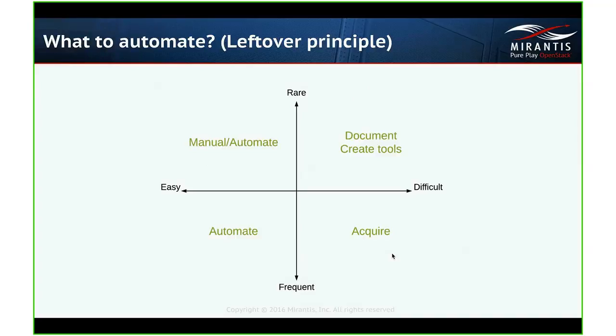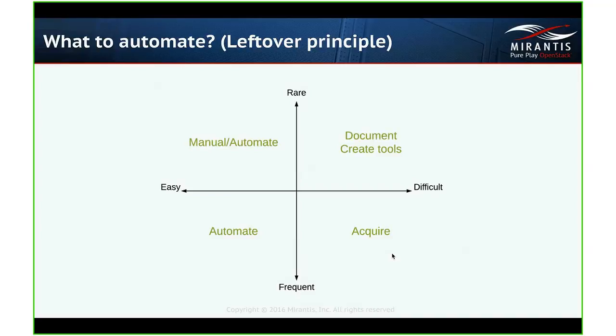So what to automate? When we think what to automate first, I like to draw this picture. It's called the leftover principle. Basically, functions that you cannot assign to machines, humans should carry out. So if the problem happens frequently and it's easy to automate, we need to do it right away. Things like service restart, logs cleaning, VM reboot. It's very easy to automate, so we need to do it right away.